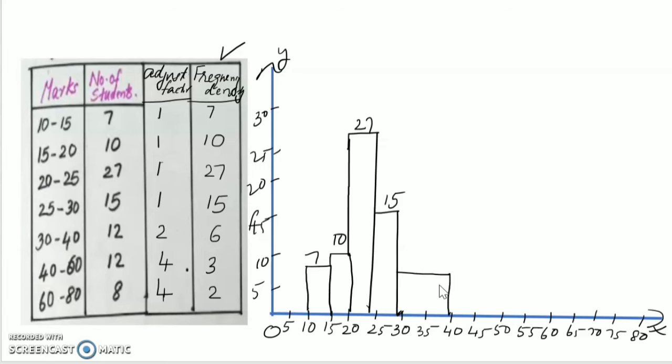and in the next case 40 to 60, that is 20 is the class interval difference. So we have to mark till 3. The class interval is 60, so we have to mark like this. And again in the next case, the class interval is 20, so 60 to 80 corresponding to that we are marking 2. So till 80 we have to mark. Okay, see here 6, here 3, 2. This is the way how we can draw the histogram with unequal class interval.